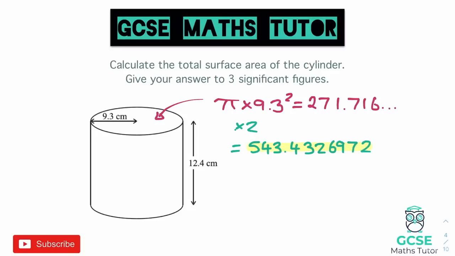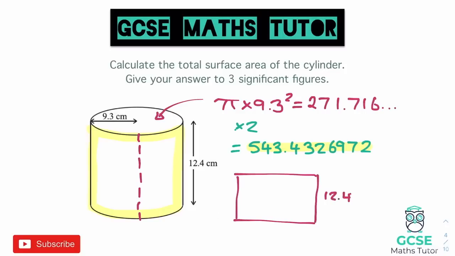Now we need to have a look at, as we mentioned, the curved surface around the outside. If you imagine this was a hollow cylinder, and we took a pair of scissors and cut down the centre just here, and we unravelled the cylinder and flattened it out, what we would actually have is a rectangle. It would have a length here of 12.4, the height of the cylinder, but we would need to work out the length going along the top.